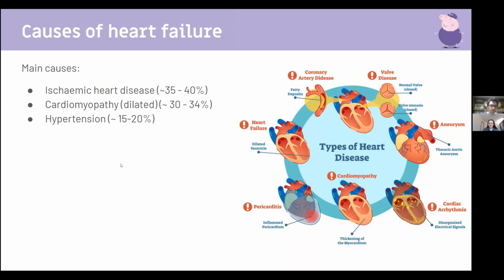The major causes of heart failure are ischemic heart disease. This is primarily due to the fibrotic deposition that interferes with the heart's ability to fill and pump. Cardiomyopathy dilated, don't need to know what that is, don't worry about it. And hypertension is a big risk factor because it puts a lot of stress on the heart, and eventually the heart can't deal with that amount of stress.